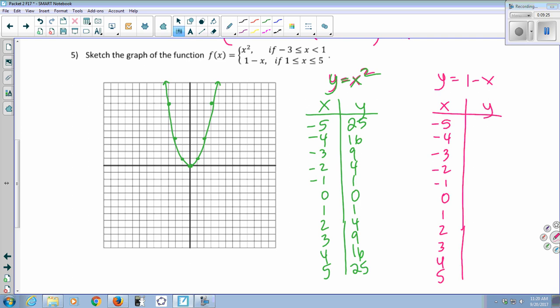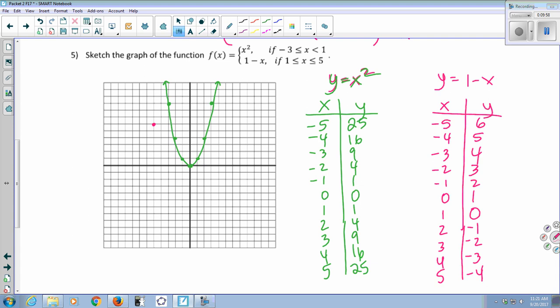So 1 minus -5 is 6. 1 minus -4 is 5. 1 minus -3 is 4. 3, 2, 1 minus 0 is 1. 1 minus 1 is 0. 1 minus 2 is -1, -2, -3, -4. All right, so I plot these points and I should get a line. -5, 6. 1, 2, 3, 4, 5. 1, 2, 3, 4, 5, 6.